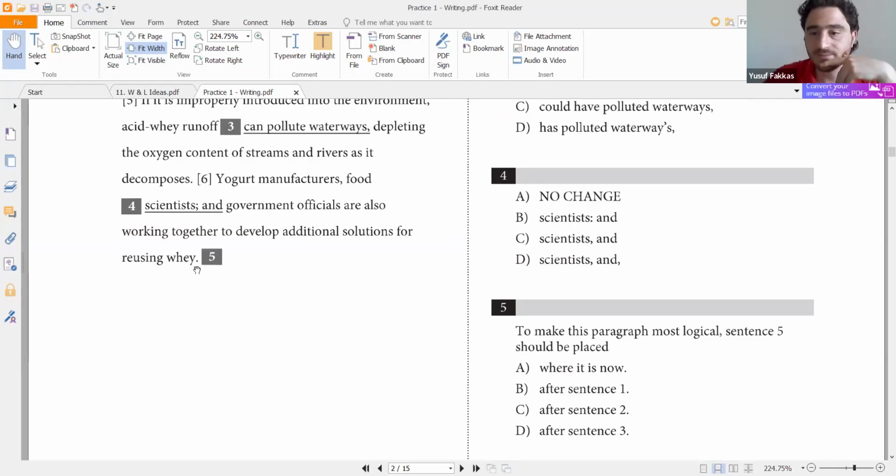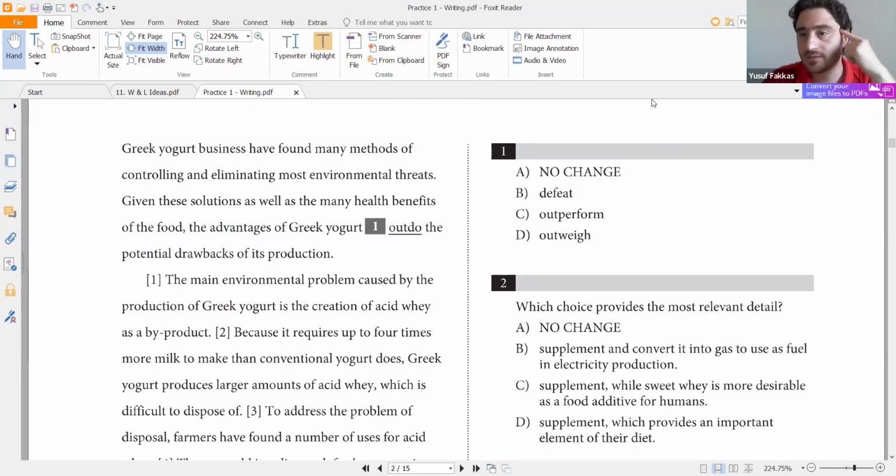All right, so here, actually, the first question in this test is about word choice. And here we have these words: outdo, defeat, outperform, outweigh. As you can see, 3 out of the 4 options start with the prefix out. Who can tell me, when we use out as a prefix for a verb, what kind of meaning does it have? What does out mean here as a prefix? We add it at the beginning of the verb. Any idea?